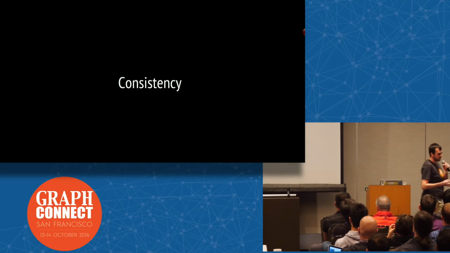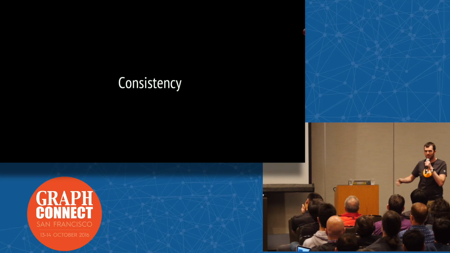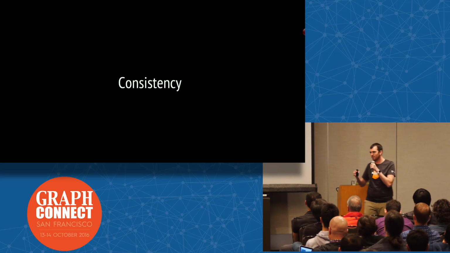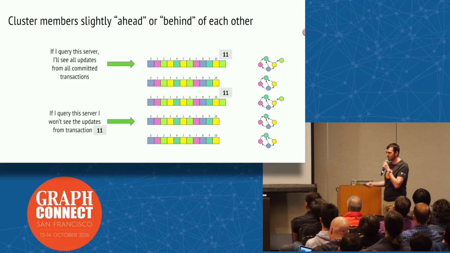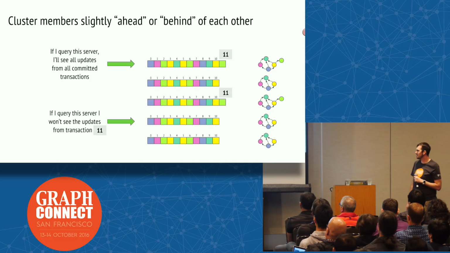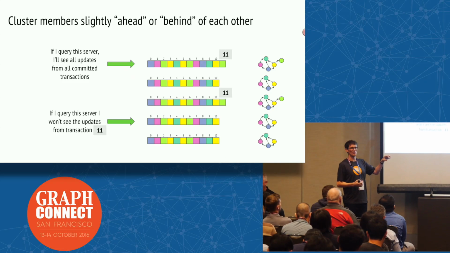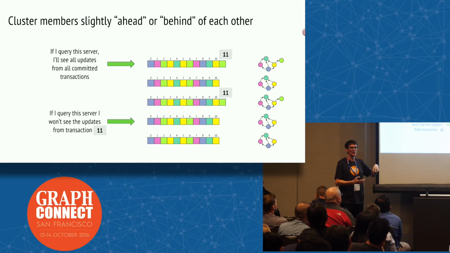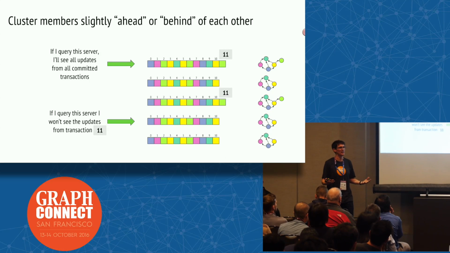But there's one aspect of this clustering story that still needs to be told, and that's consistency. Consistency is a really nasty thing if you get it wrong. We looked at pictures a bit like this before. Now we're looking at the stream of transactions applied on each of the servers in a cluster. You can see transaction number 11 is only applied on 2 out of the 5 servers. You're always going to have this situation in a cluster database.